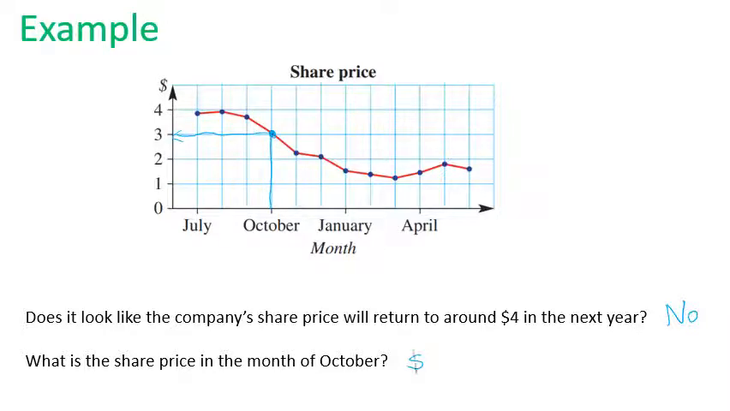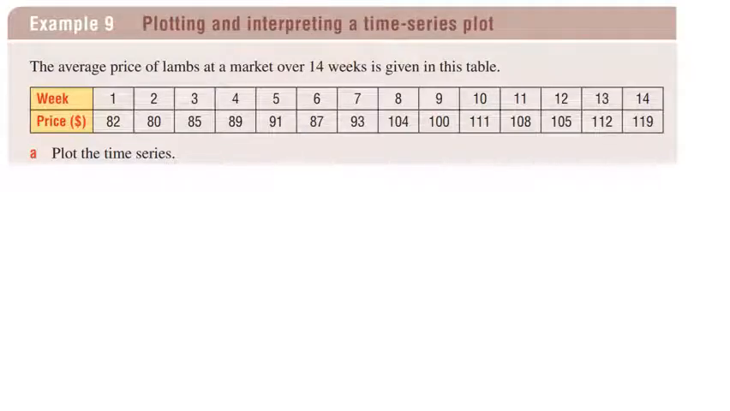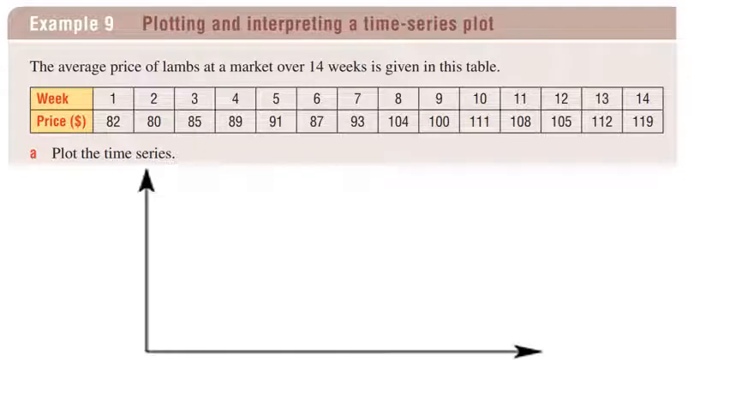Let's do an example. The average price of lambs at a market over 14 weeks is given in this table. Plot the time series. Okay, so remember that time always goes on the horizontal axis. So we've got time down here, and in this example the time is in weeks. And our other variable is price, and it's in dollars.